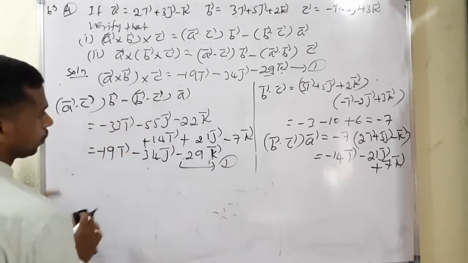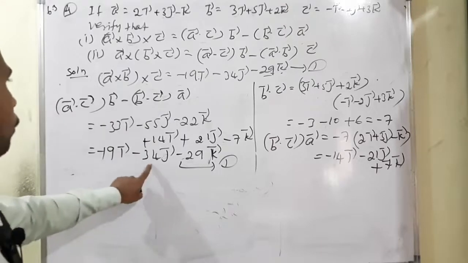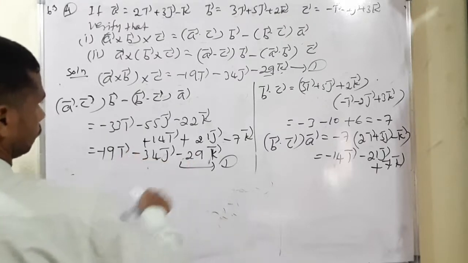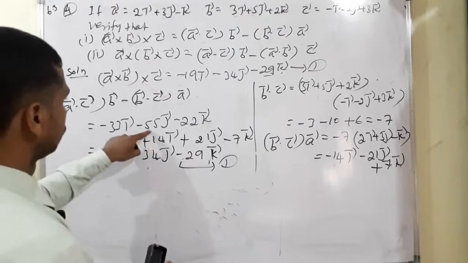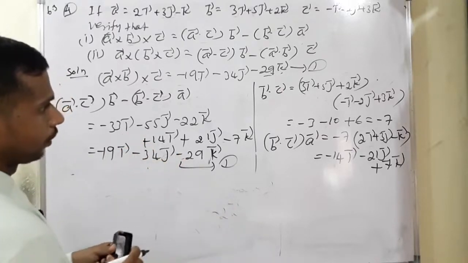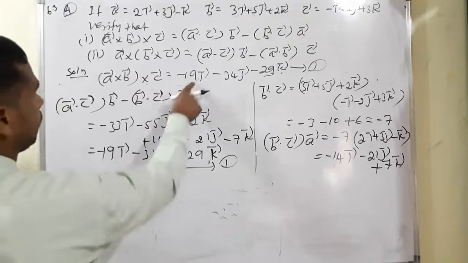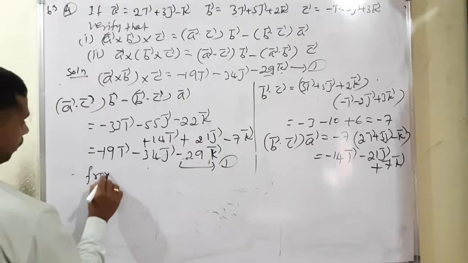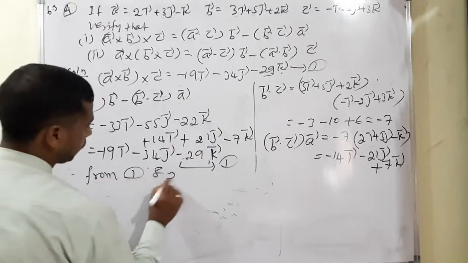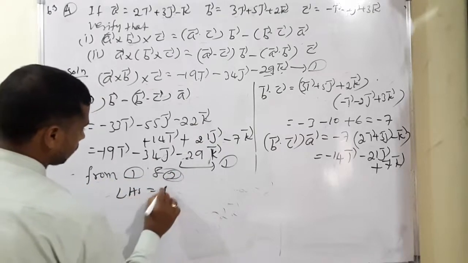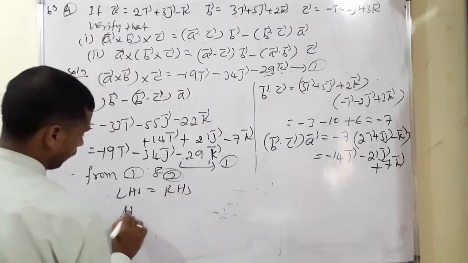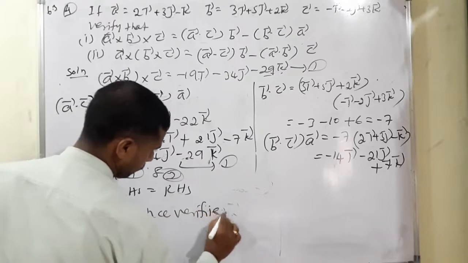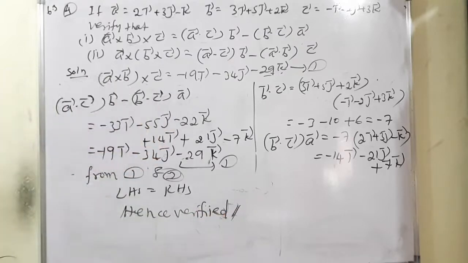So from 1 and 2, look at there. This is correct now, very carefully: minus 19i, minus 34j, minus 29k. So from 1 and 2, LHS is equal to RHS. Therefore, hence verified. Okay, I will continue the next question.